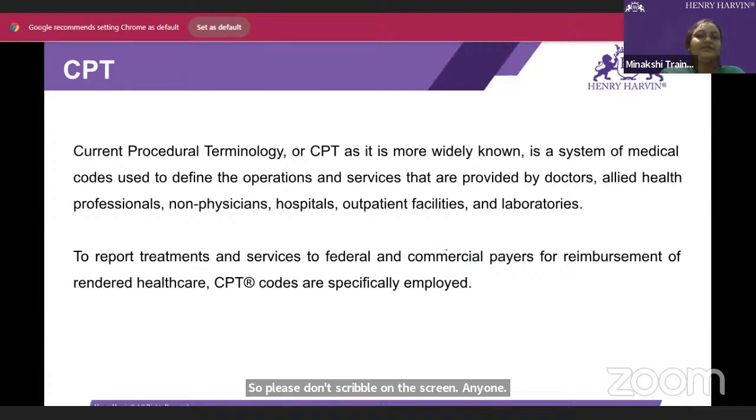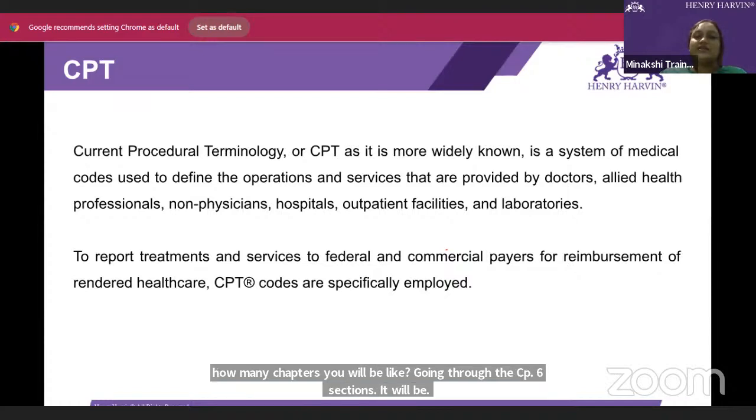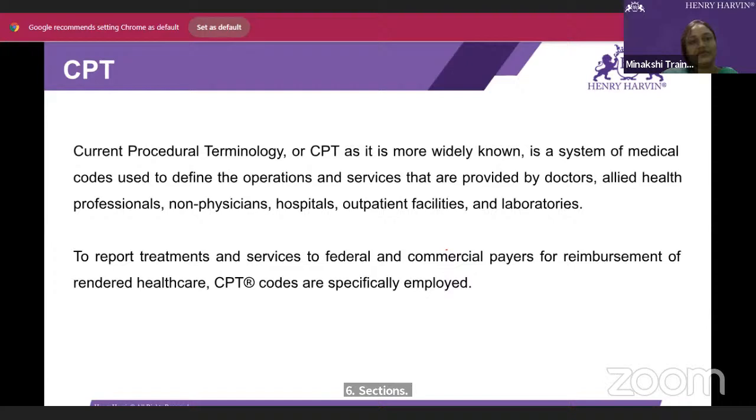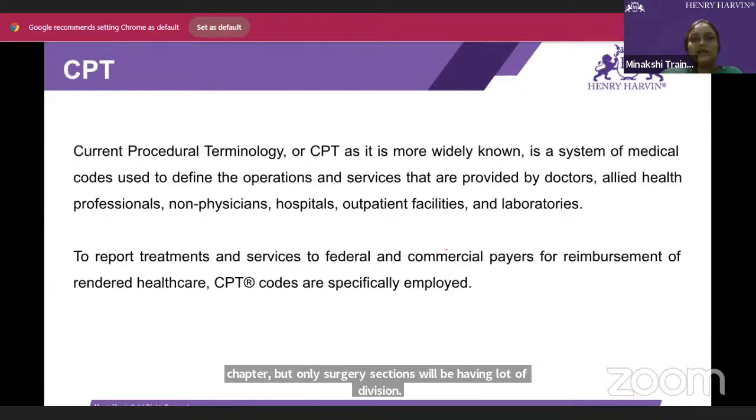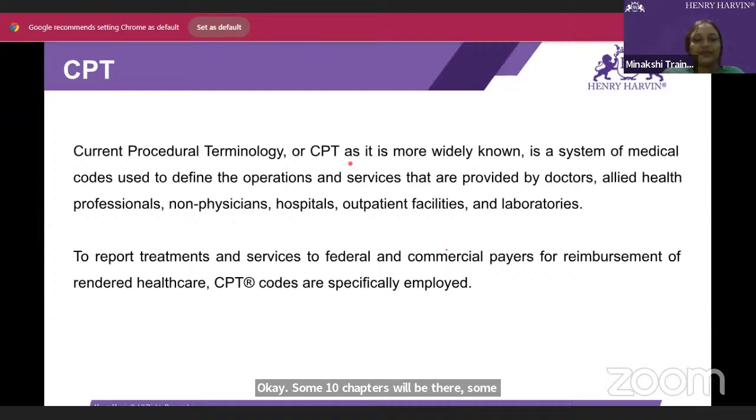Okay. Next, how many chapters will you go through in the CPT? It will have 6 sections. 6 sections, 6 chapters, but only the surgery section will have a lot of divisions. Some 10 chapters will be there. Almost 15 chapters you will be studying here. Okay, 15 to 17 chapters.